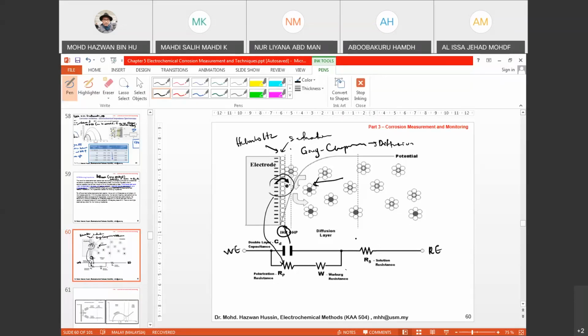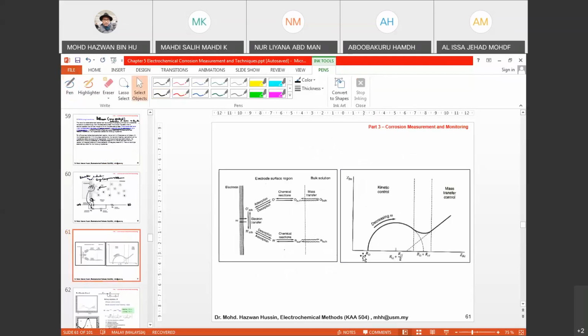I think these are the parameters or components. This will be the Nyquist plot design if you have Warburg impedance. As I said to you earlier, how to indicate Warburg is very simple. In your Nyquist plot, it will form a semicircle, and after the semicircle, it will form a 45-degree linear line.